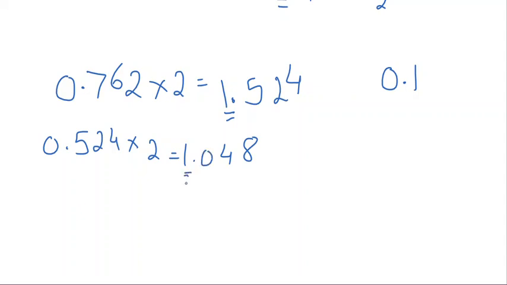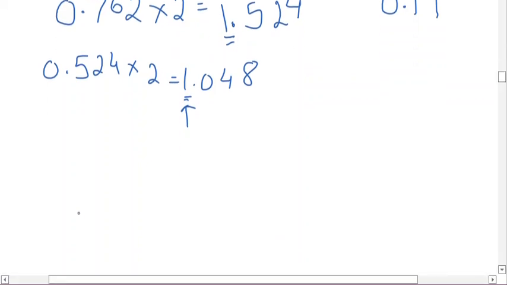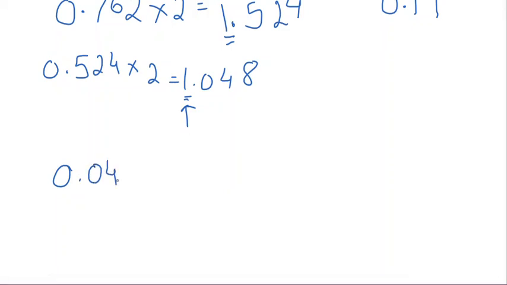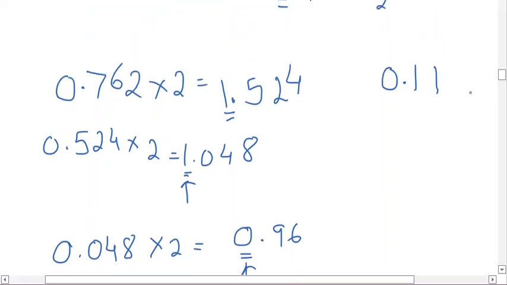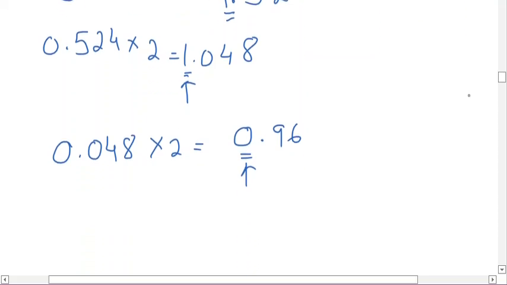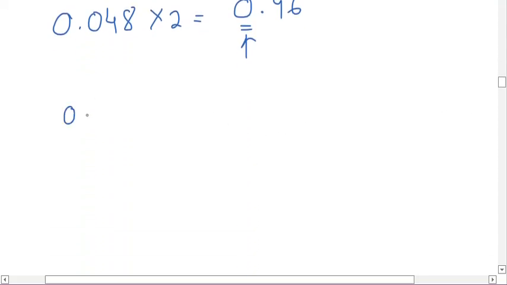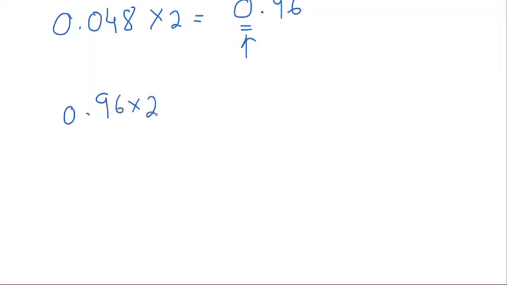We take this part and put it in here. The remainder is 0.048. Of course, we multiply it by 2. It gives us 0.96. This part we take and put it into our number, then we take the 0.96. Depending on how far you want to go, how many decimal points you are okay with. 2 times 6 is 12, 1 carry. 2 times 9 is 18, plus 1 is 19. 1.92.